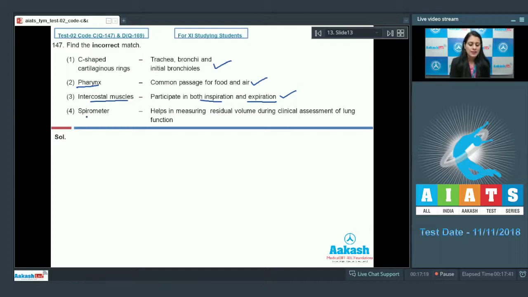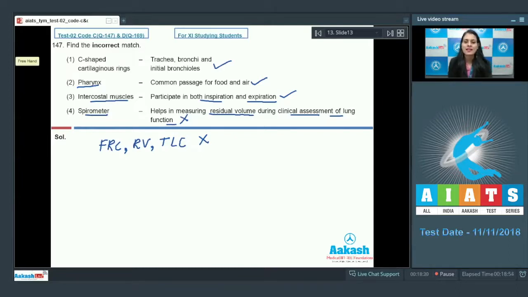Our last option given is spirometer, and it helps in measuring residual volume during clinical assessment of lung function, and this is an incorrect option because with exceptions of FRC, functional residual capacity, residual volume, RV, and total lung capacity, TLC, except these three, respiratory volume or capacity, all other lung volumes and capacities can be measured with the help of spirometer. So the correct answer for this question is option number 4. Let's proceed to the next question.